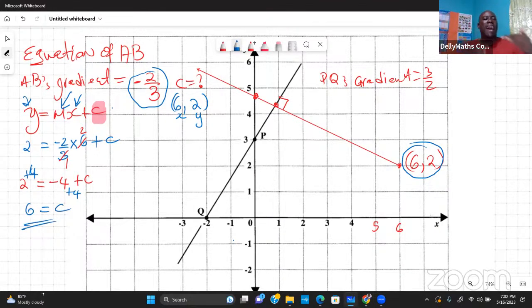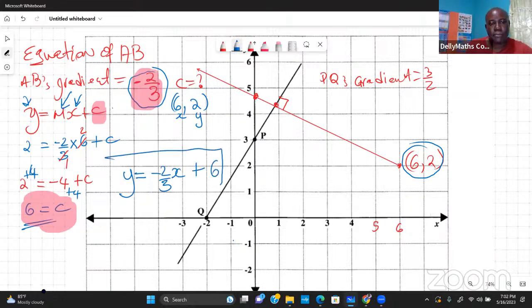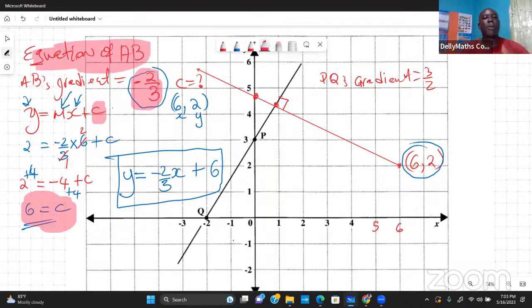So now that I have c and m, the equation is going to be this. This is my m, this is my c. The equation will be y equal to negative 2/3 x plus 6 right here. That's the equation of the line A. It's perpendicular to PQ, and it passes through the point 6, 2.